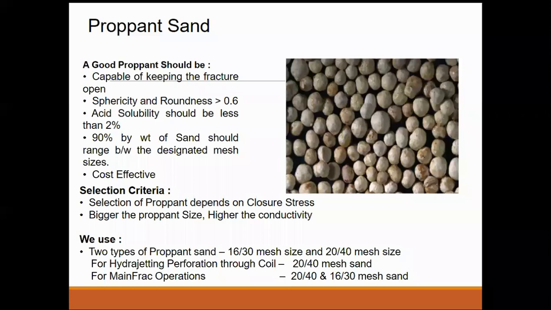So what we generally use in India, what I've seen, companies are generally pumping 16/30 and 20/40 mesh size. And for hydrojetting, the sand jet perforations with coil that I explained earlier, 20/40 mesh is generally used. And for main frac operations, 20/40 and 16/30, or companies might use a mixture of these sands as well.